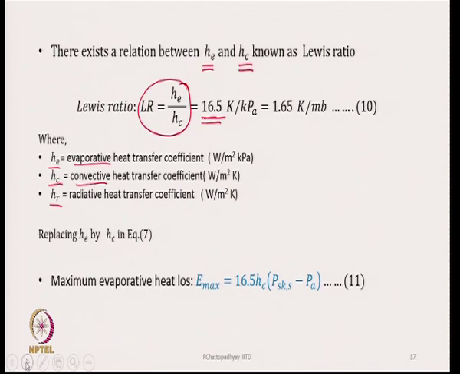So, replacing HE by HC, we can write that the maximum evaporative heat transfer is going to be 16.5 HC into PSKS minus PA. So, we are replacing the evaporative heat transfer coefficient by the convective heat transfer coefficient. That is what this is, and this gives us what could be the maximum evaporative heat loss.